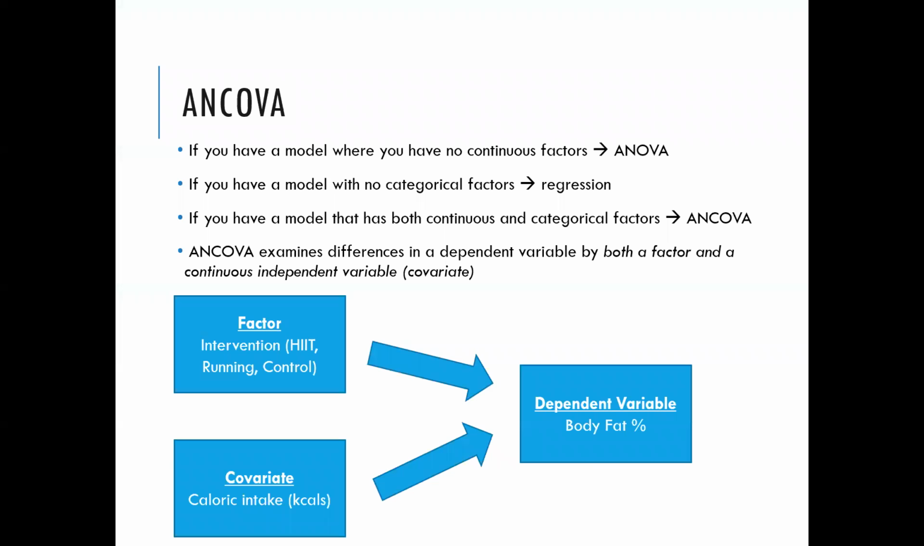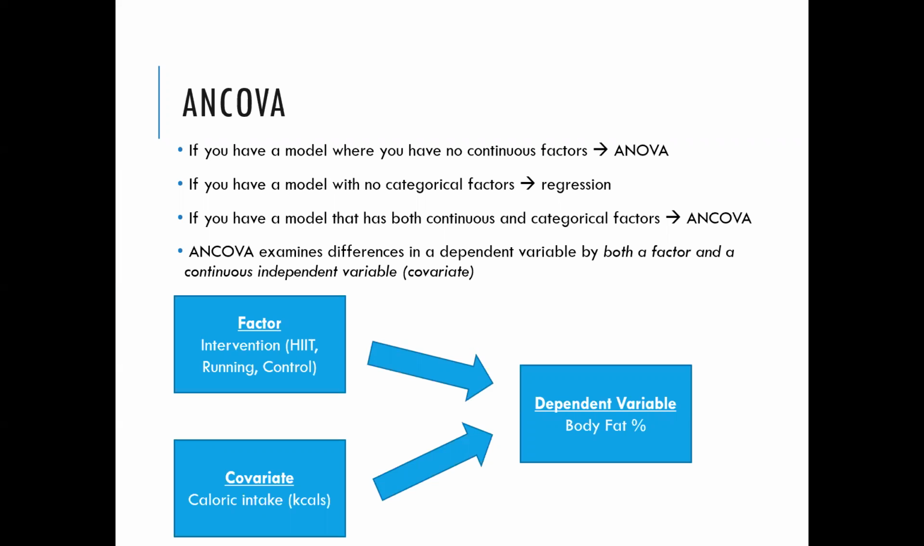All right. So if you have a model where you have no continuous factors, so you just have categorical factors, then we would use an ANOVA. We refer to this as an ANOVA. If we have a model with no categorical factors, then we refer to this as a regression.